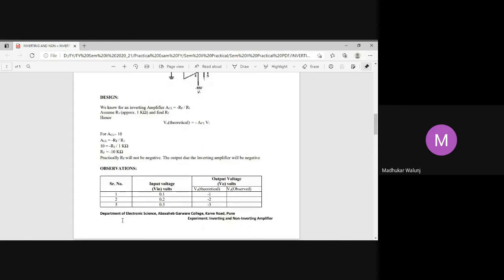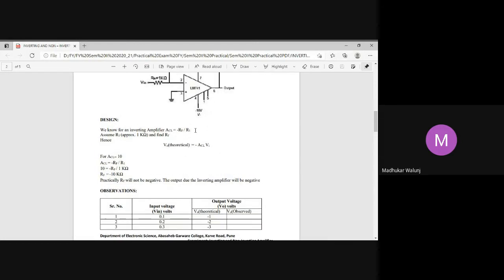If we take the observation of it, the gain is 10. Suppose the input voltage is 0.1. So 0.1 multiplied by 10, with the minus sign, what will be the theoretical value? It is equal to minus 1.